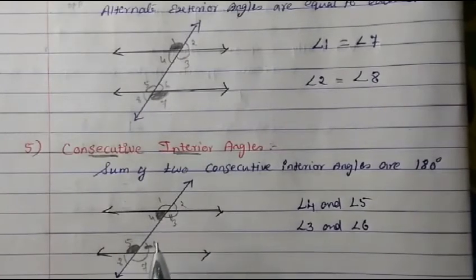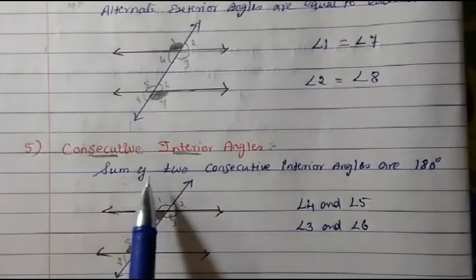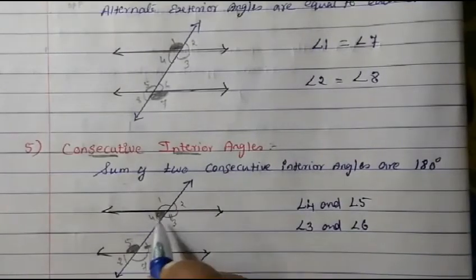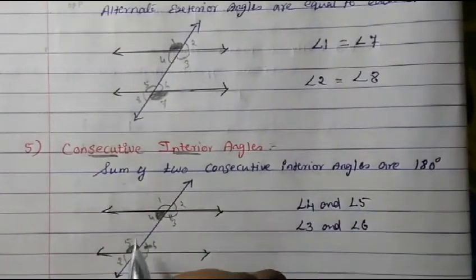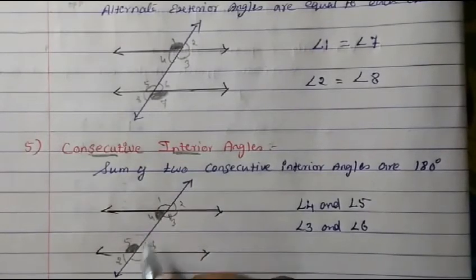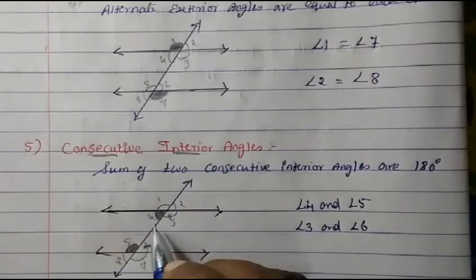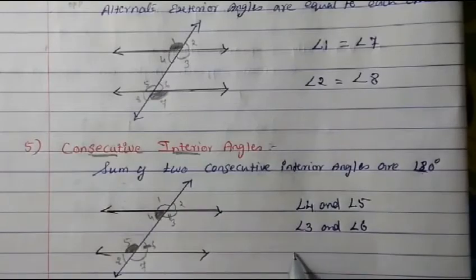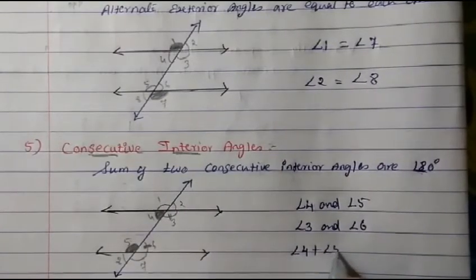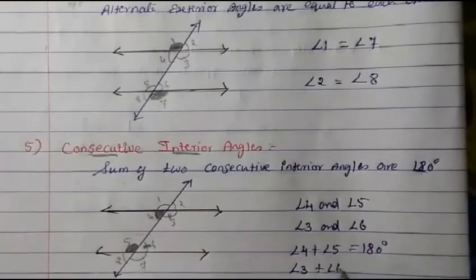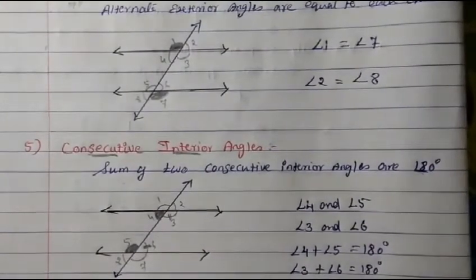Now in this, can we say 4 and 5 are equal to each other? No. All that you have to remember is the sum of two consecutive interior angles is 180. When you sum both, it should become 180. And when it becomes 180, we also call it by another word, supplementary angles. So here angle 4 plus angle 5 will be equal to 180 degrees. Angle 3 plus angle 6 will be equal to 180 degrees.